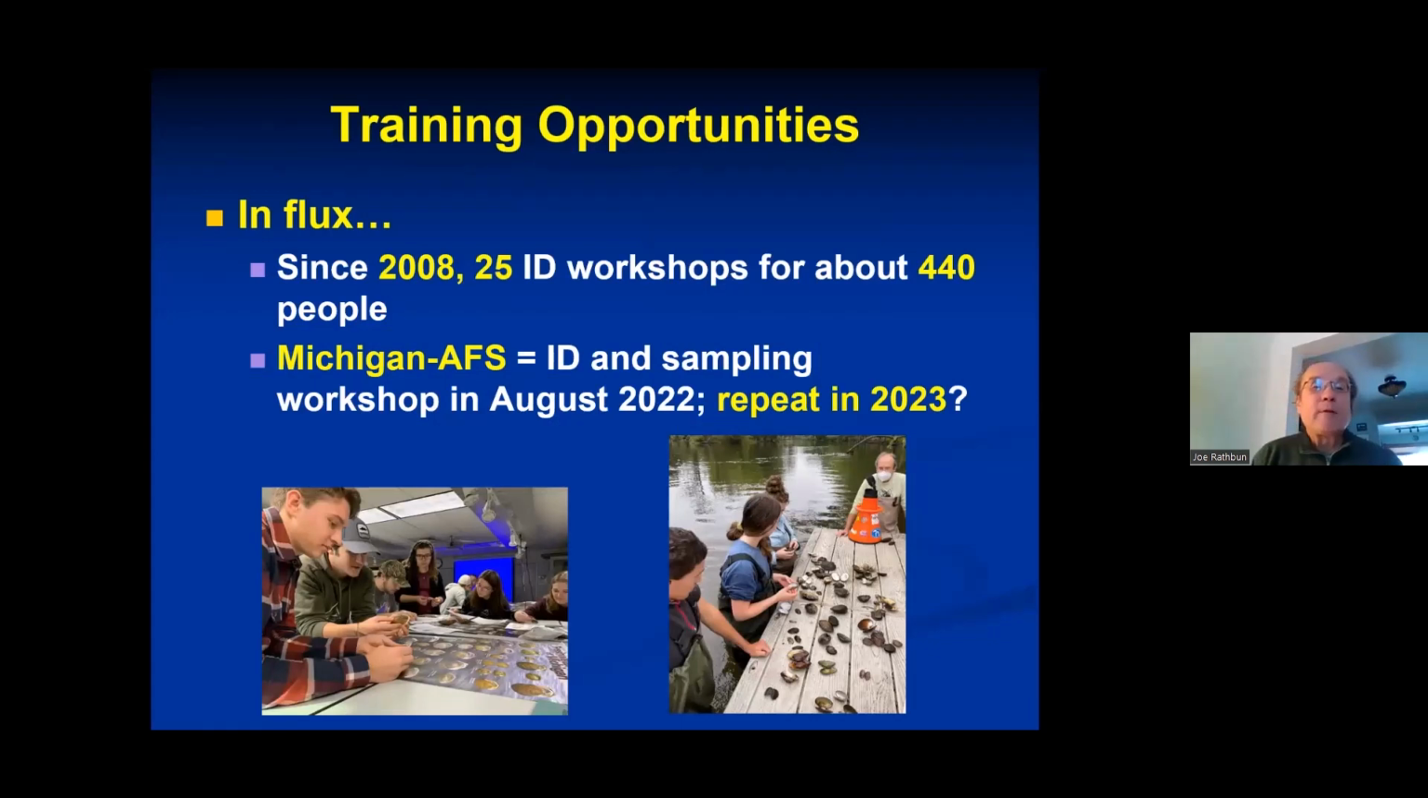Training opportunities. In the last 14 years, I've taught 25 ID workshops for about 440 people. I'm starting to wind down on that. The most recent major workshop was sponsored by the Michigan chapter of the American Fisheries Society. We did that in Grand Rapids in August. We're likely to repeat that in 2023, probably again in August. And we do them elsewhere too, at universities or for watershed groups sometimes. So drop me a line if you want to talk about doing an ID workshop. I'll probably do a few more of those before I totally step away from them.